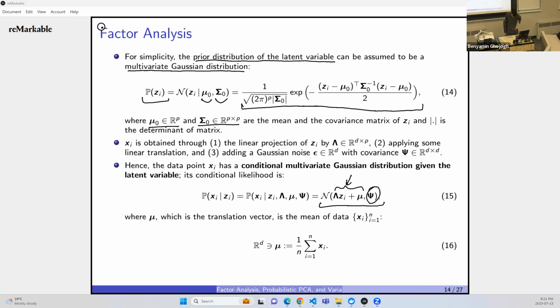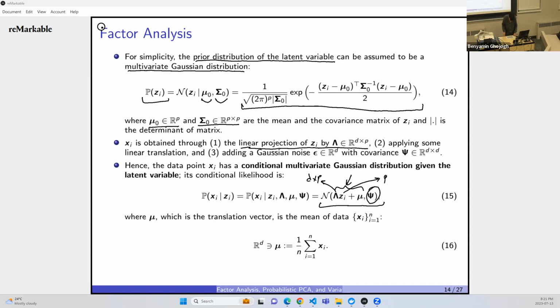Now xi, as we said, is obtained by three steps: linear projection of Zi by lambda, which is d by p. So lambda is d by p. Zi is p. So lambda Zi becomes d by 1. And mu is also, did I make a mistake? Give me a second. Yeah, I think I'm right. D.